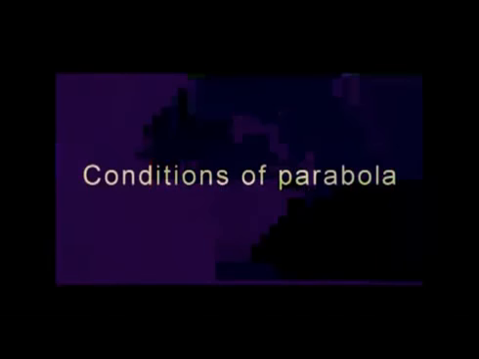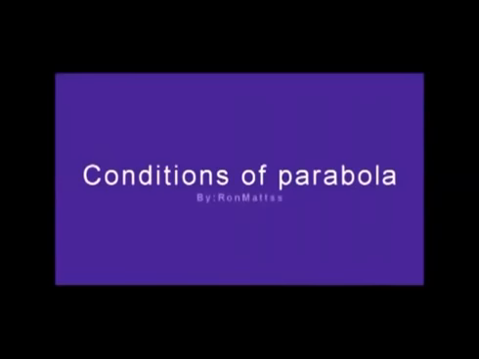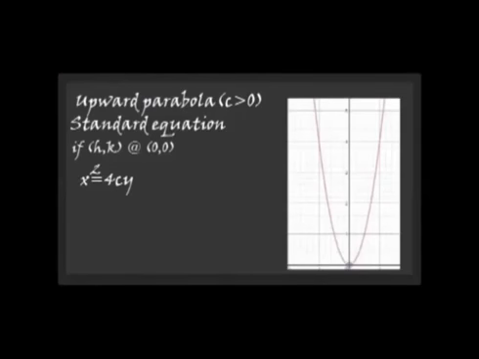Let me show you the different conditions of a parabola. Condition: upward parabola, when c is greater than 0 and c is the distance of the focus from the vertex. Set the equation: if h, k is at 0, 0, the formula is x squared is equal to 4cy. 4c is the distance of the vertex from the focus, or the focus to the vertex.